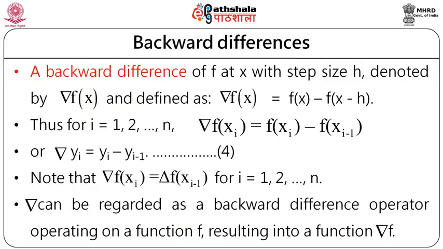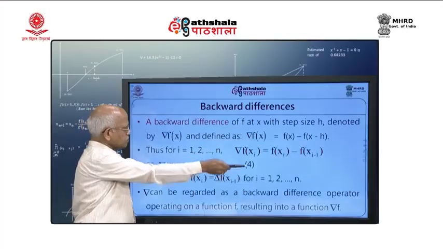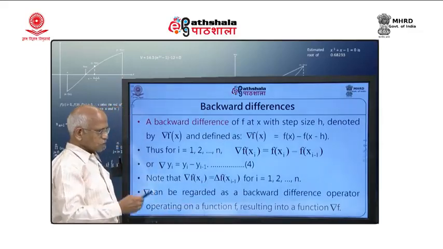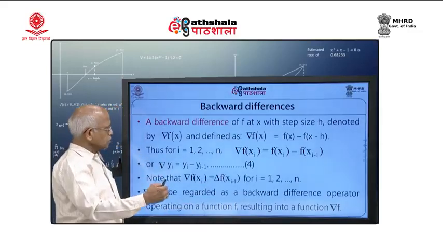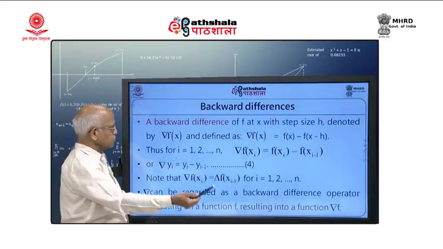So, now we discuss backward differences. The backward difference of f at x with step size h is denoted by ∇f(x). That was the Δ operator for forward difference; here it is ∇f(x), defined as ∇f(x) equal to f(x) minus f(x minus h). Thus, for i equal to 1 to n, if you write ∇f(x_i), then it will be f(x_i) minus f(x_{i-1}). In the forward difference, we take the forward value minus the current value. In the backward difference, we take the current value minus the previous value.